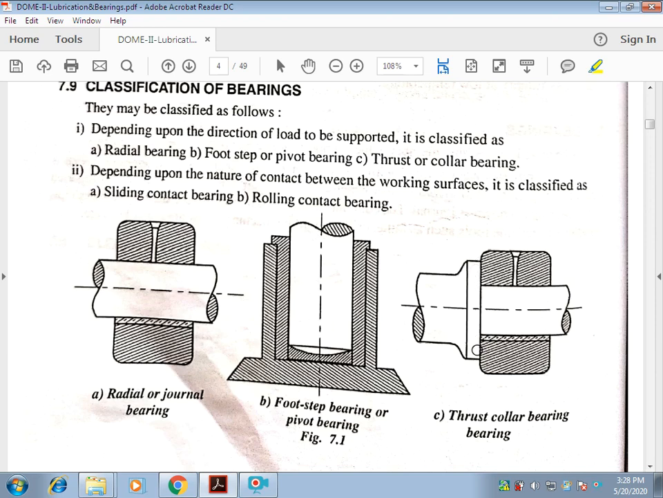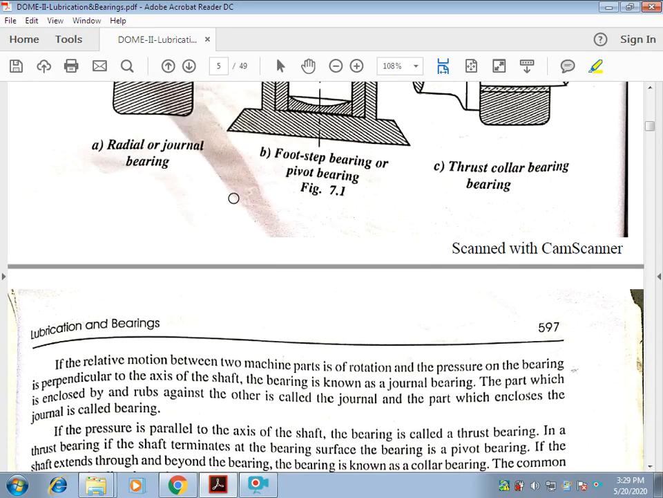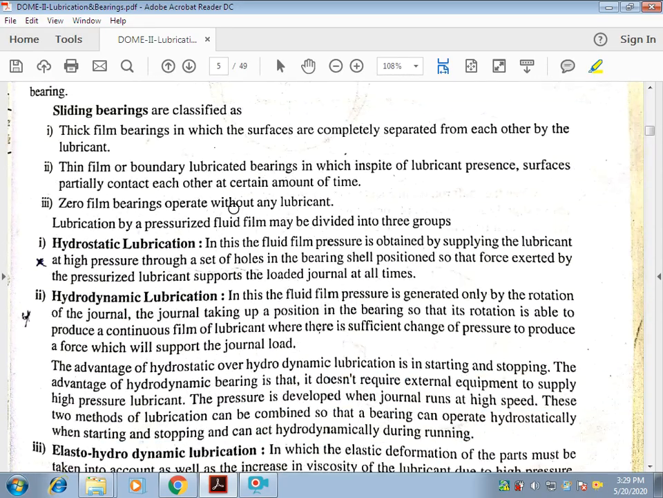I am using the polar here, so for the polar bearing, this is a pivot bearing, and this is a radial bearing. Next, depending upon the nature of contact, there is sliding contact and rolling contact. Sliding bearings are classified as thick film bearings, thin film bearings, and zero film. Thick, thin, zero.